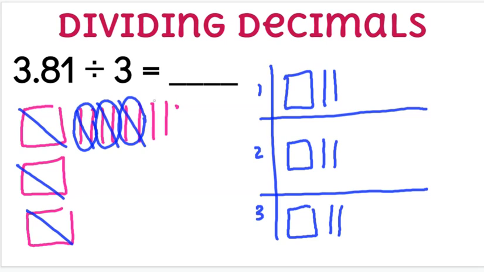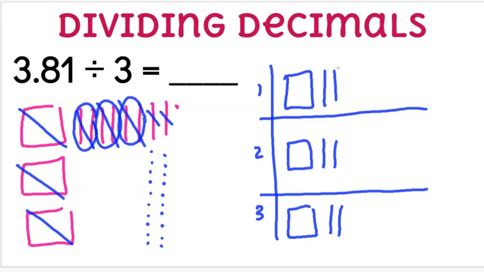I cannot equally break apart the last 2/10 into 3 groups the way they are. So I do need to essentially decompose those into hundredths. So 1, 2, 3, 4, 5, 6, 7, 8, 9, 10. 1, 2, 3, 4, 5, 6, 7, 8, 9, 10. And I still have that 1.